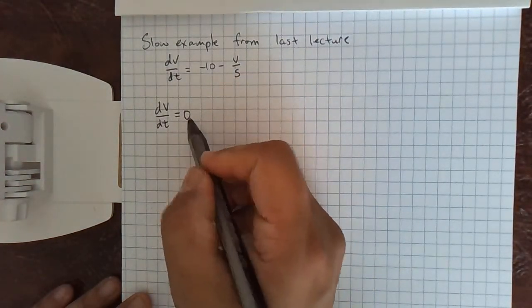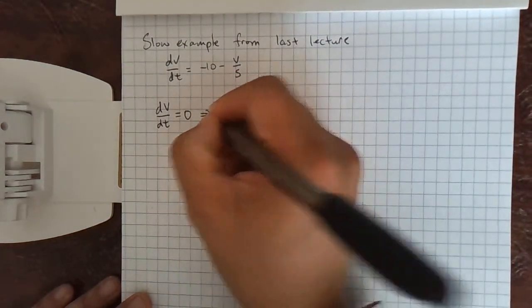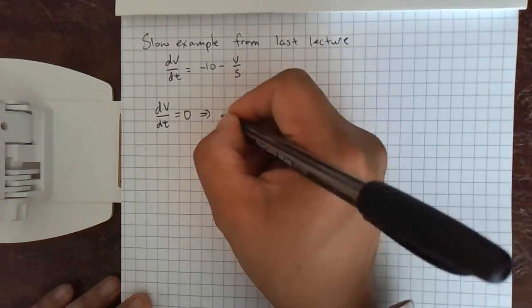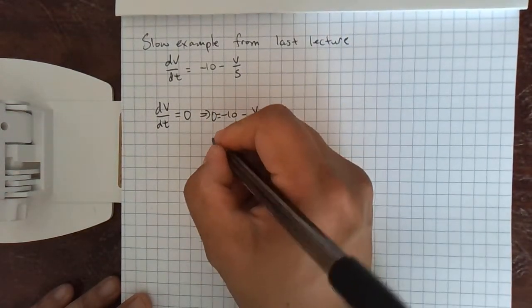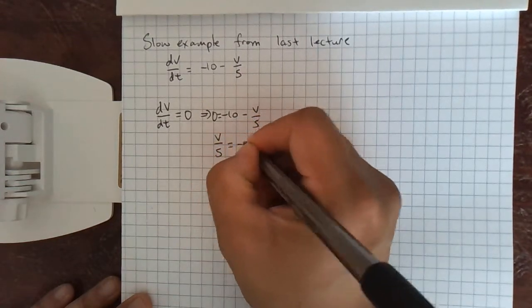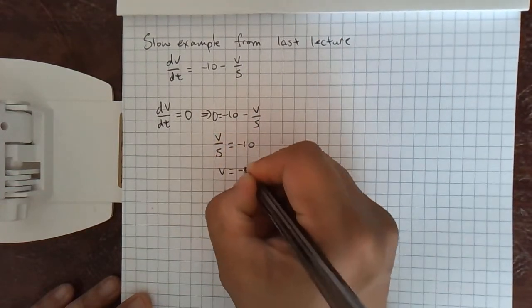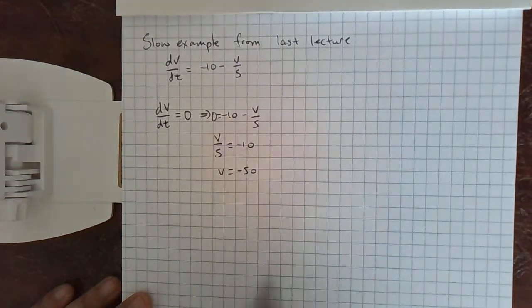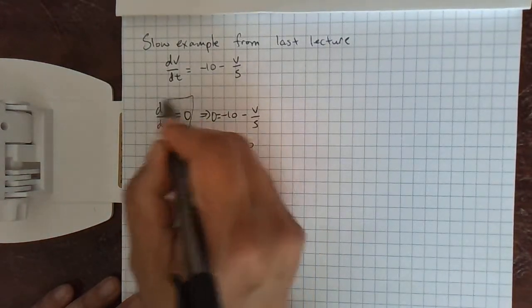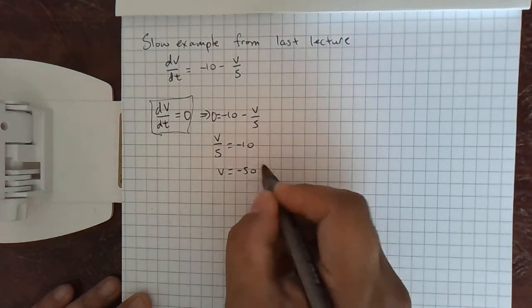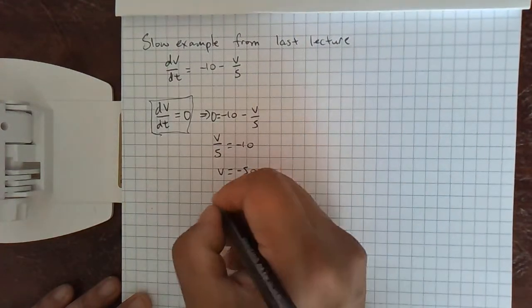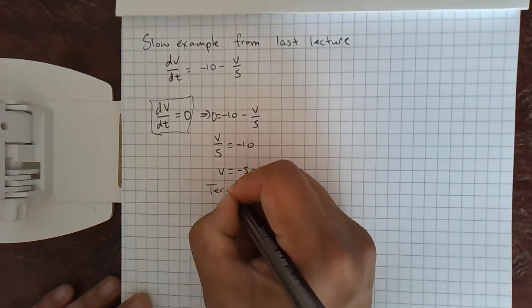So when dV by dt is 0, then I'm solving this equation, right? 0 equals -10 minus v over 5. So that's v over 5 is -10, and v is -50. What is important about dV by dt equals 0? That means my velocity is no longer changing. So this is actually a terminal velocity.